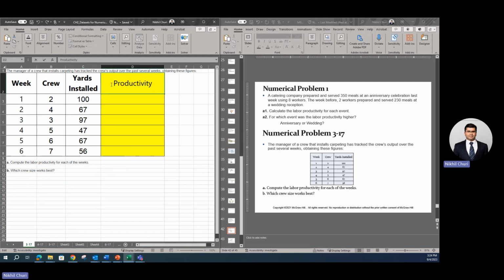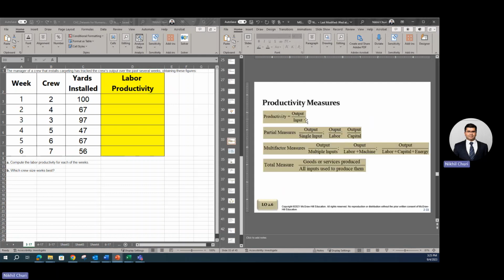So again, I'll say this is my labor productivity. As per our formula that we have seen in slide number 33, it's output upon input. Here no dollar details are given, so we'll just use the simple formula, which is output upon input, or with partial measures, output upon labor. Here my output is 100 yards installed, so it equals 100 divided by the number of crew members, which is the crew in this case. That gives me 50.